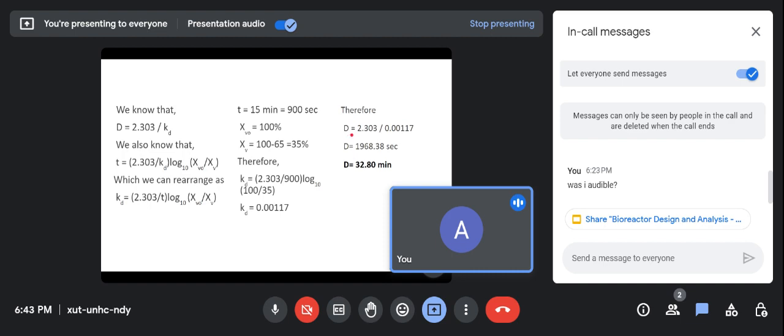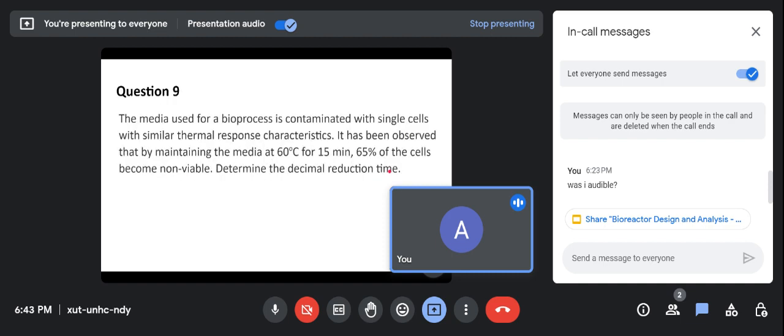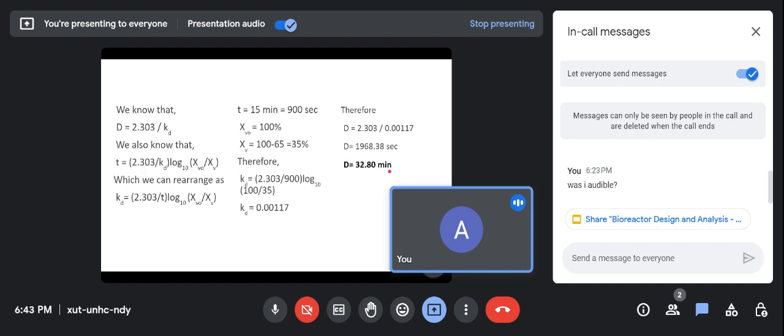Therefore, the value of D will become 2.303 divided by 0.00117. So D is 1968.38 seconds, which if you convert it to minutes by dividing it by 60, you will get 32.80 minutes. So the decimal reduction time is 32.80 minutes.